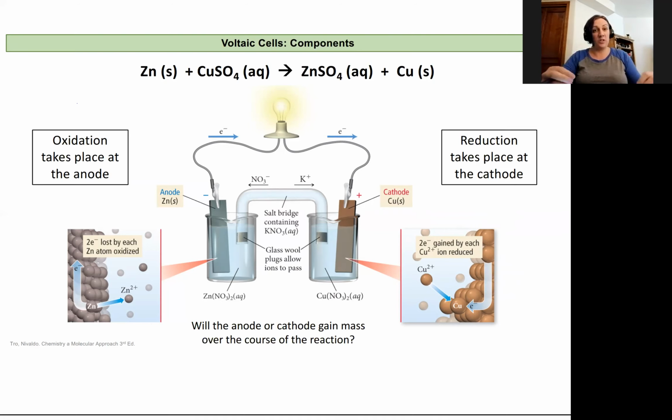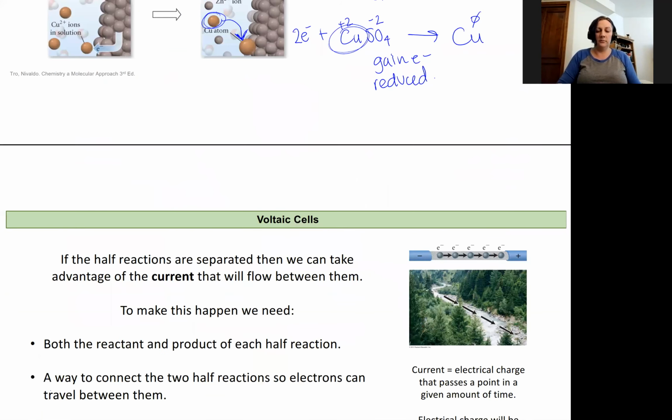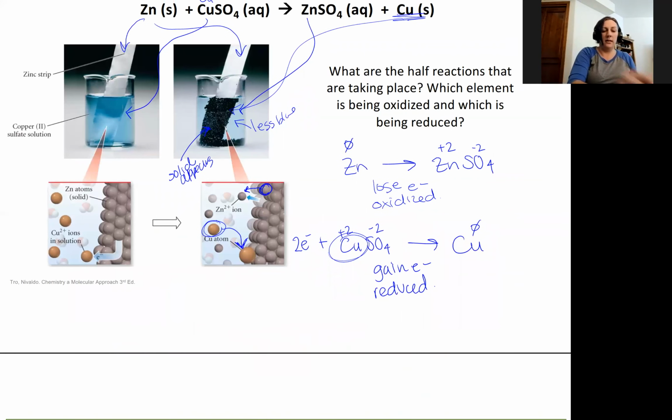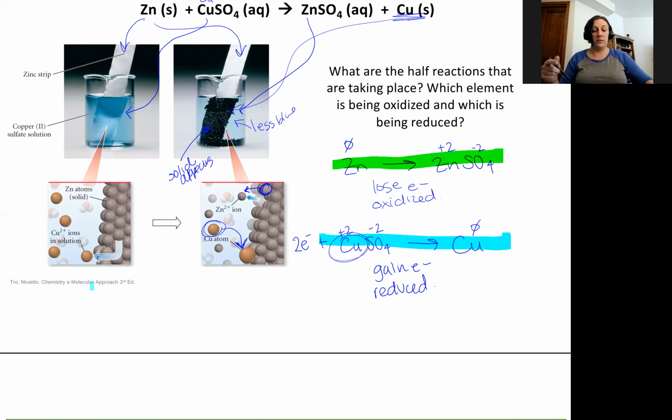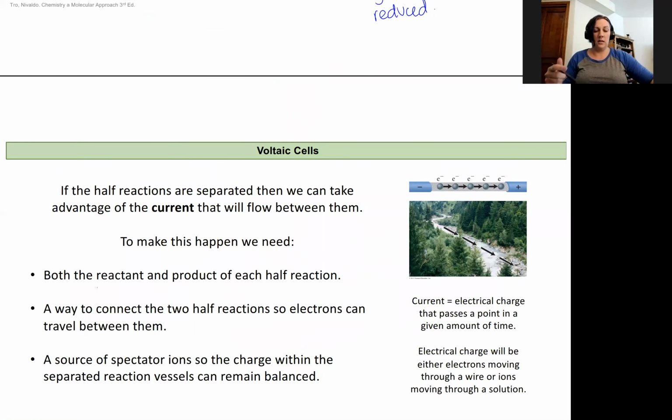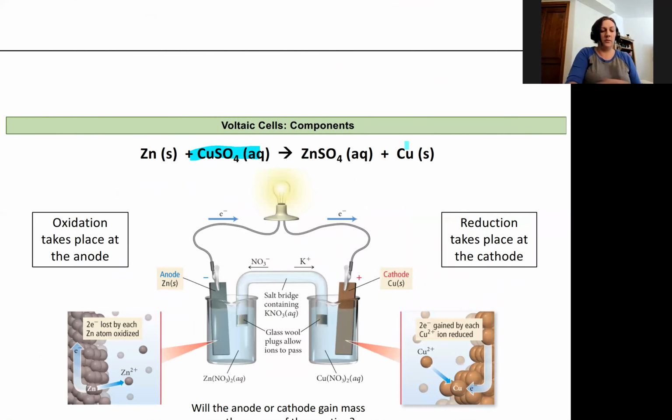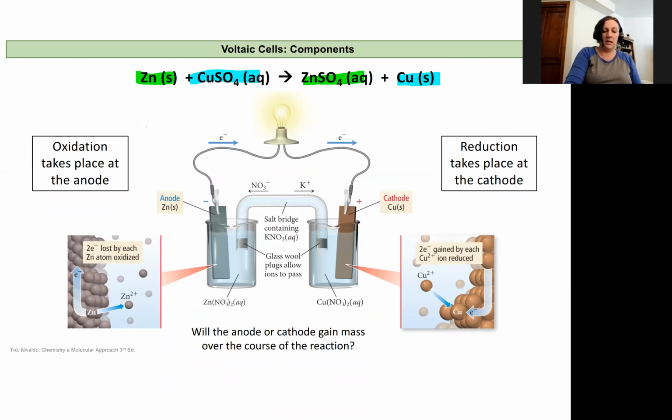This is the same reaction we just looked at. Our zinc is going to be oxidized and our copper is going to be reduced. So that oxidation is going to take place here on the zinc half of our electrochemical cell, and the reduction of our copper is going to take place on the copper side of our voltaic cell.